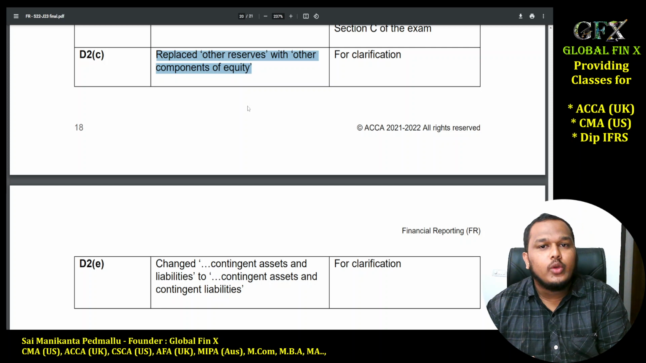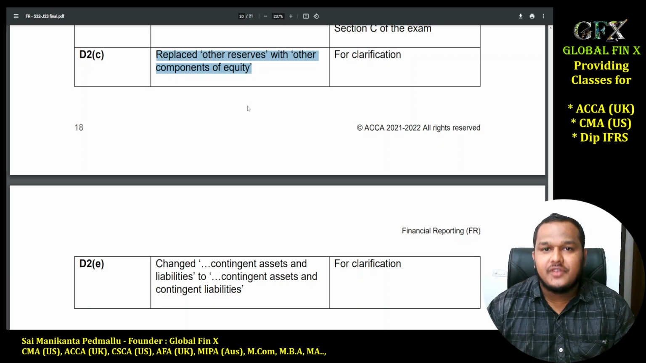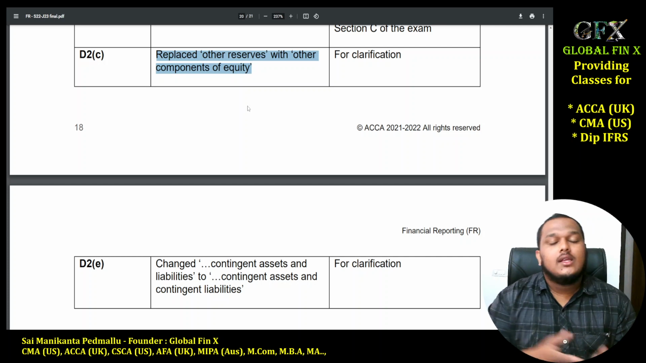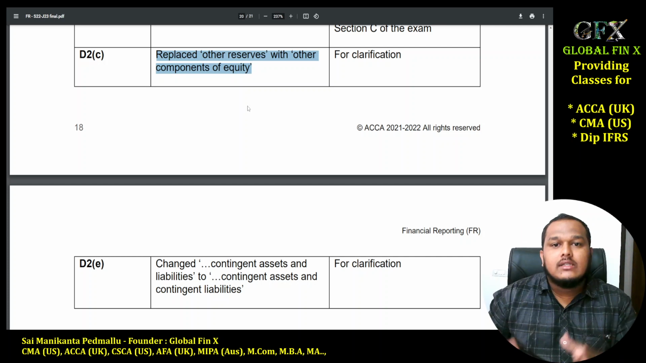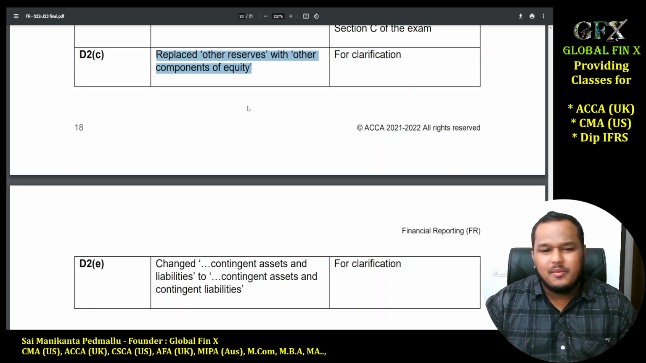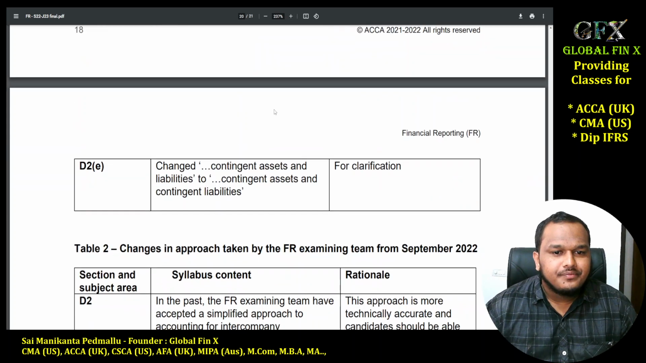But when you go to UK and look at IFRS based financial statements, they use the word retained earnings instead of general reserve. Similarly, instead of other reserves, they use the word other components of equity. So it's just a terminology difference, nothing more than that.